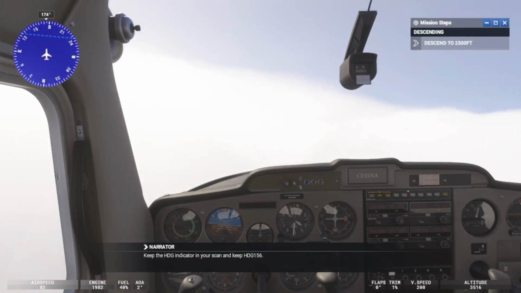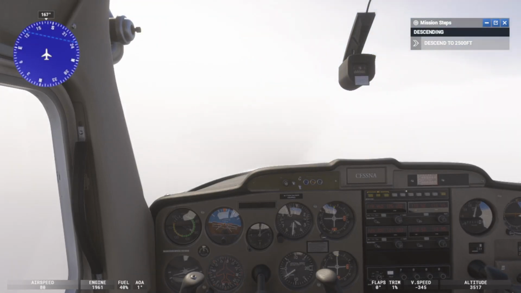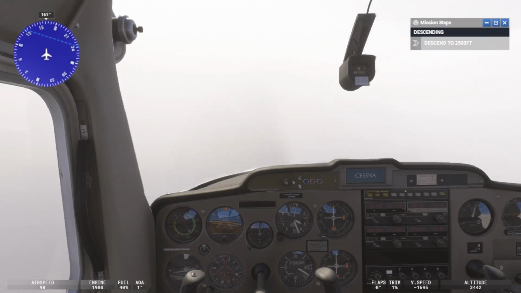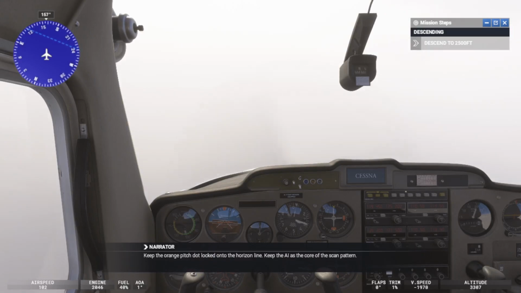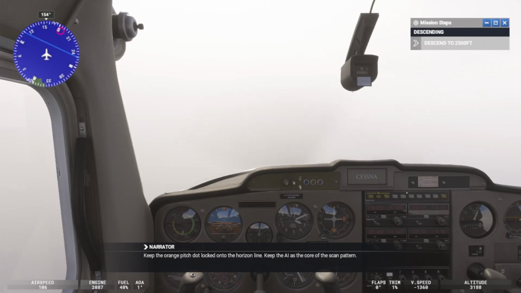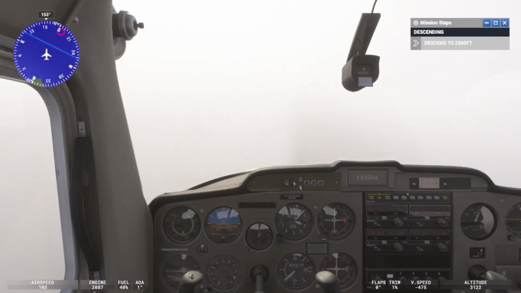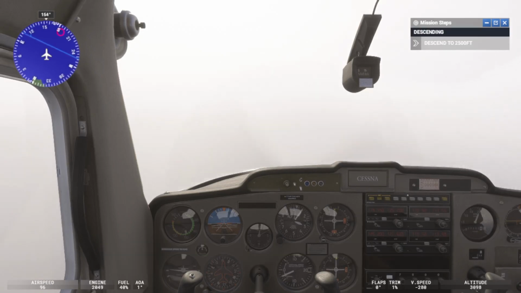Keep the heading indicator in your scan and keep heading 156. Keep the orange pitch dot locked onto the horizon line. Keep the AI as the core of the scan pattern. Make a power adjustment to regain 90 knots airspeed.